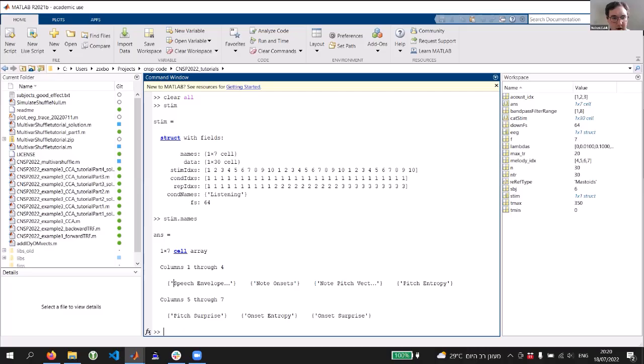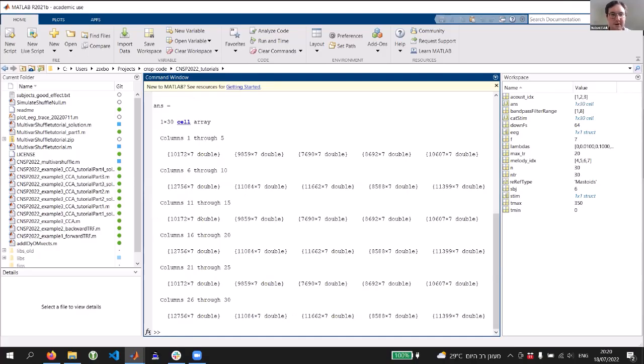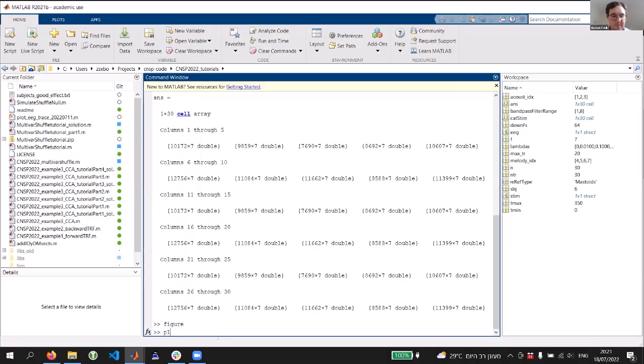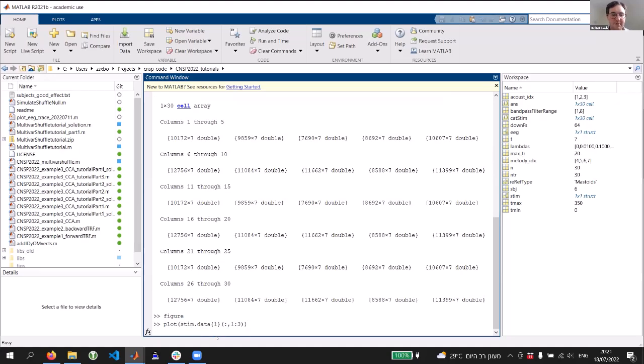The first 3 are the stimulus envelope, or it's called speech envelope, but it's not actually speech, it's music. I just realized that. Anyway, it's the envelope, the note onsets, and the pitch vector. Each feature is along a column of the trial. So I want to just plot the first 3 features so that we can take a look at what it is. Plot stim data. So we'll just take a look at the first trial and the first 3 features.